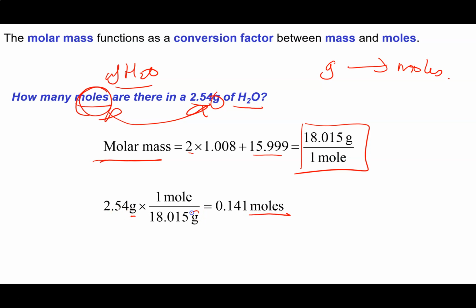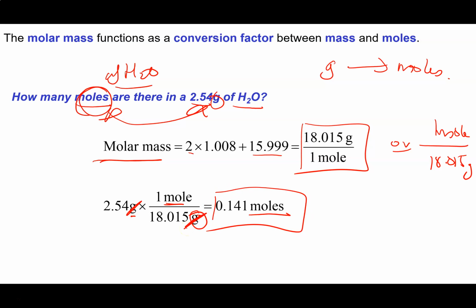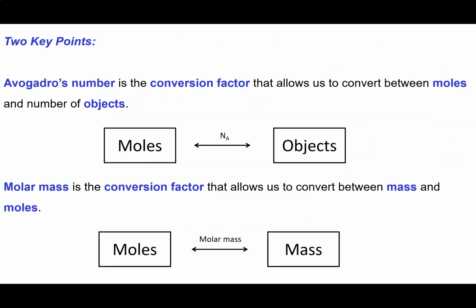So I'm going to need the conversion factor that has grams on the bottom line, so it cancels out, and moles on the top line. So I'm going to need to use the inverse of the molar mass, right? So that's what I've done there. So there's my number of moles. And it makes sense that it's less than 1 mole, because I know that a whole mole weighs about 18 grams, and I've got less than 18 grams here. So therefore I should have less than 1 mole.